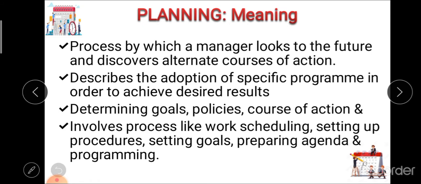The meaning of planning is thinking before doing. That is called planning in general. Also, planning is deciding in advance what to do in future. Whatever objectives or actions there are in future, we can decide in advance, and that we call planning. It is the process by which the manager looks to the future and discovers alternative courses of action.